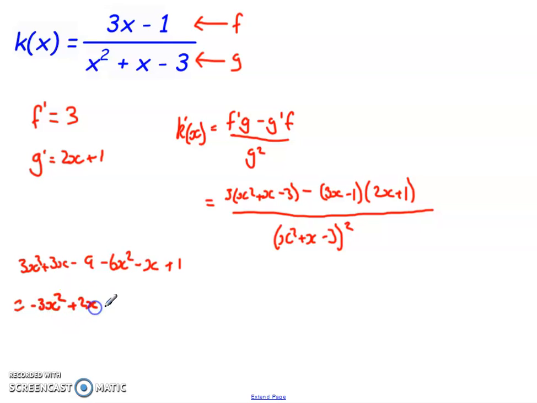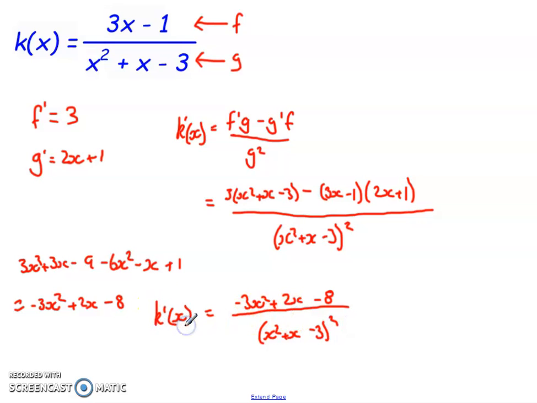plus 2x minus 8. Plug that back into the top up here, and what I then get is negative 3x squared plus 2x minus 8 on the top. My denominator quite simply becomes x squared plus x minus 3 all squared. So there you go, let's label it properly. That's k dashed. So there we go, we got the derivative of that function as well.